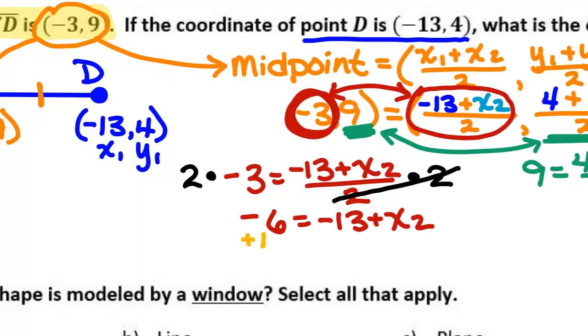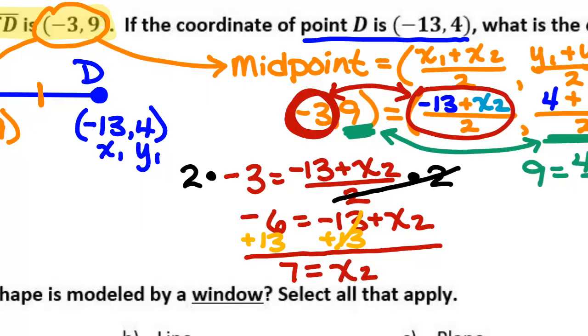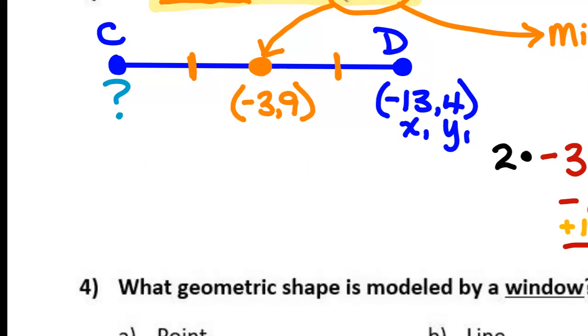I'm going to add 13 to both sides. What is negative 6 plus 13? 7, yes. So 7 is my x2. So this ordered pair that I'm looking for, point C, the x part is 7.